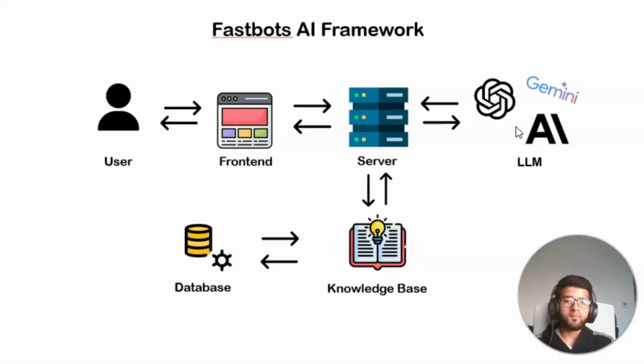Now the LLM will send that response to the server, and then the server will send that response to the front end, and from the front end the user will be able to see that information. And that is pretty much how it works. That is how Fastbots AI actually works.